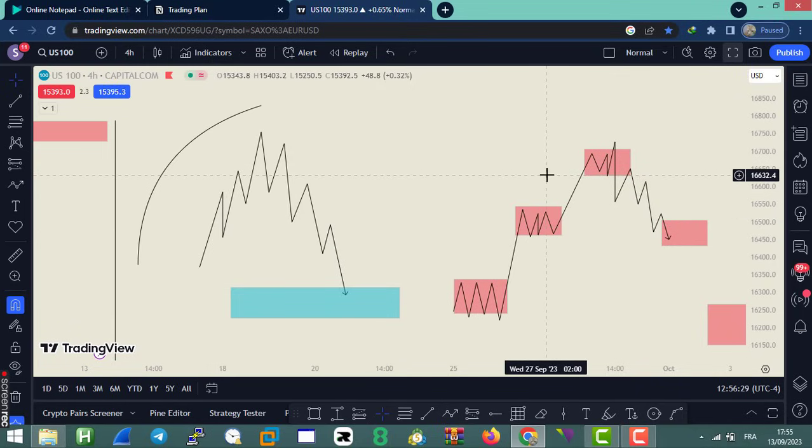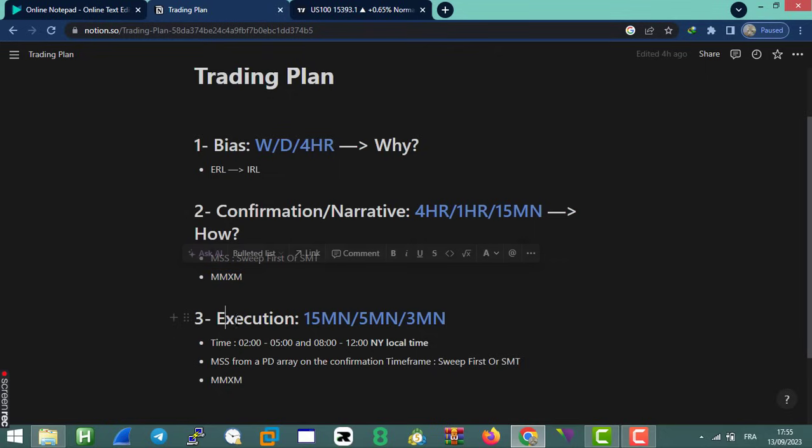And now let's move on to the final step, which is the execution. Here you can see the time frames that we're going to operate in. So the 15-minute, the 5-minute, and the 20-minute. If you're going to use the weekly for buys, then use the 4-hour for confirmation and the 15-minute for execution. And follow along the daily, the 1 hour, the 5-minute, 4 hour, 15-minute, or 3-minute.